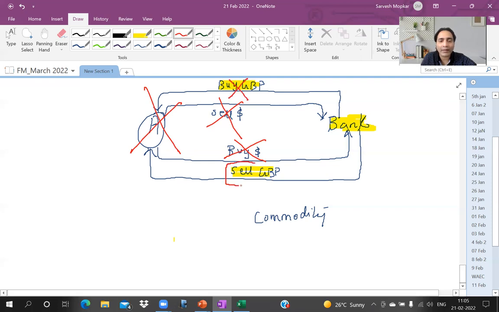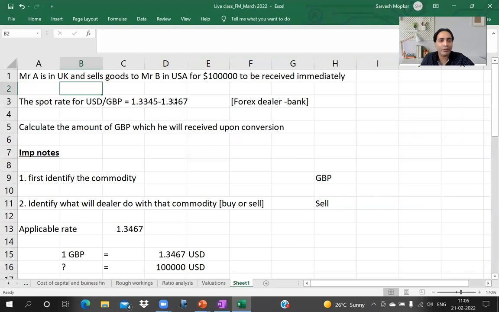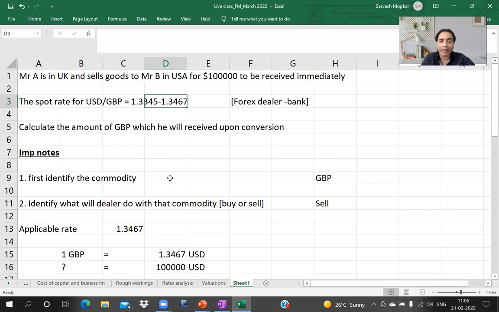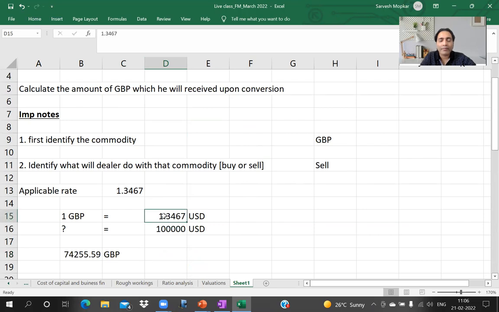Now I want only this one thing. So what is bank doing with GBP? Bank is selling the GBP. Correct? Are you learning the process? Are you learning the steps? So since bank is selling the GBP, we have used the sell rate 1.3467. Left side is the buy rate, right side is the sell rate. And since we have identified bank is selling the GBP, that is the commodity, we have identified 1.3467 and then we have converted it by using this cross multiplication. Guys, have you understood now?